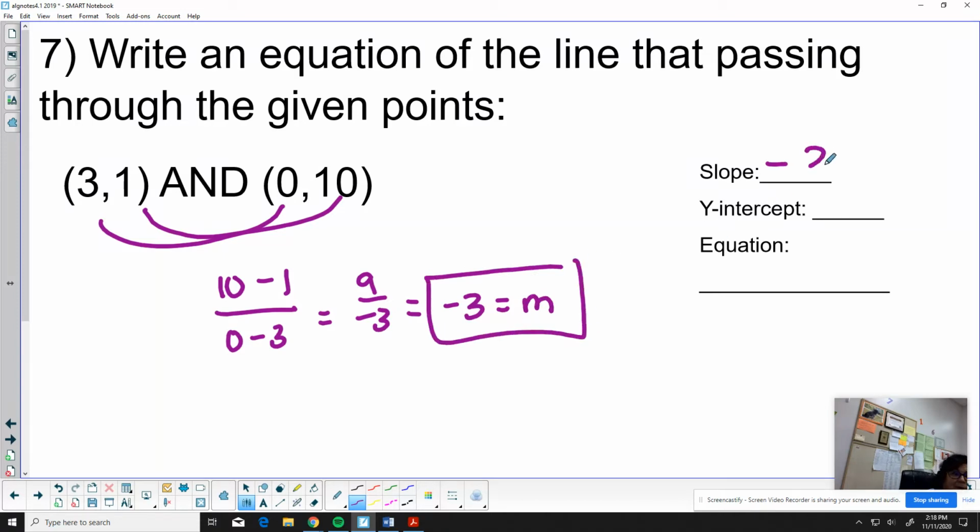So I already have part of it. Now I just need the y-intercept. So this point gives me the y-intercept, because if I graphed it, it would be up 10. It would be crossing the y-axis at 10. Therefore, the b is 10. So my equation is y equals negative 3x plus 10.